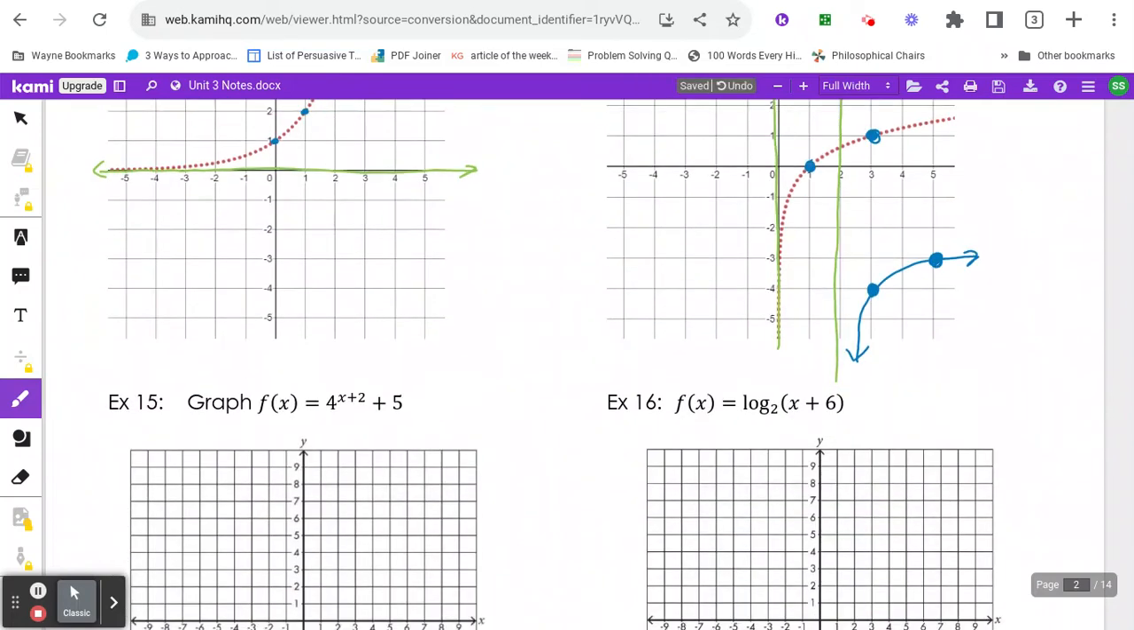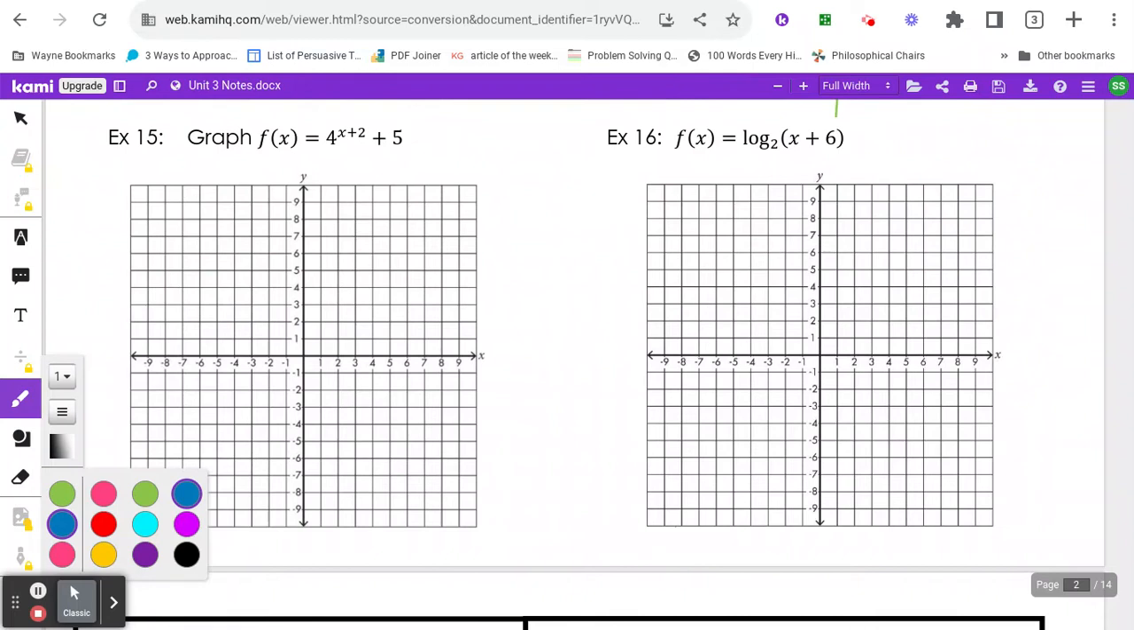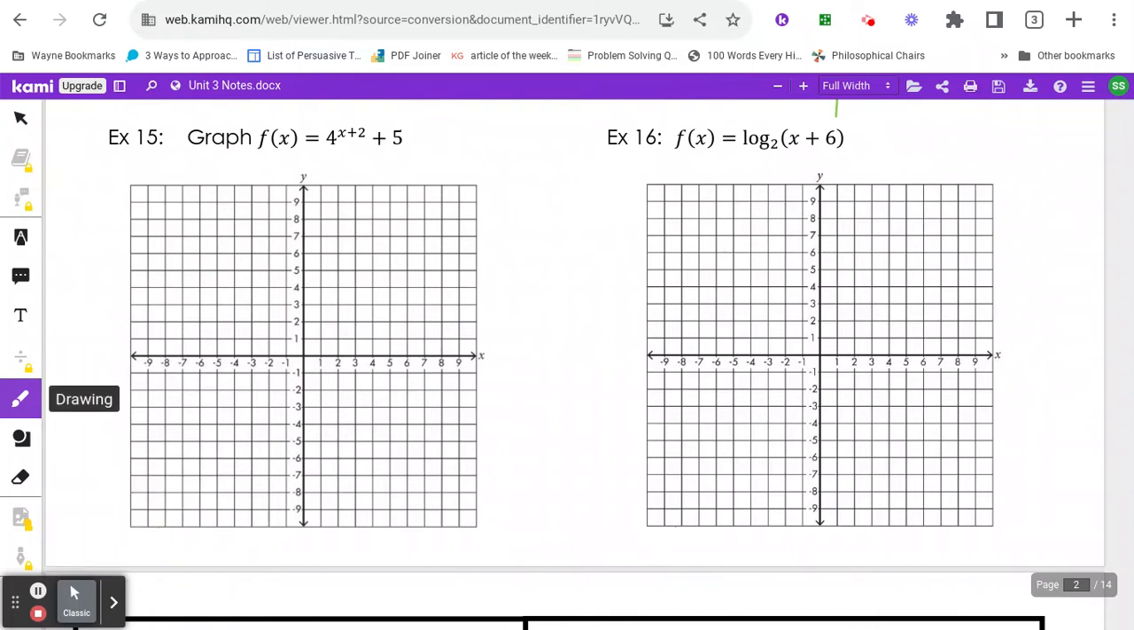All right. On the very last 2 examples, we're going to have to draw the original graph, and then we're going to have to shift it. So I'm going to draw my original graph in blue. And again, the original graph would just be 4 to the x. Right? I want to ignore the 2 and the 5 at first and just draw 4 to the x. So for 4 to the x, I'm going to have a dot at 0, 1 and a dot at 1, 4. And I will have my asymptote line across here at y equals 0.